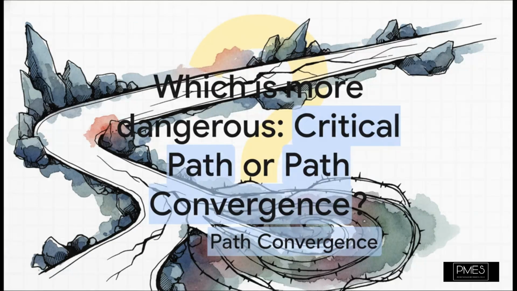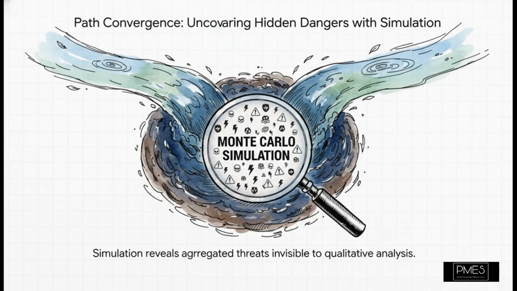And now for that second exam trap. So which one is it? The big, scary, high-probability risk staring you in the face on the critical path, or that sneaky, medium-probability risk hiding out where paths converge? And the answer is, the risk at path convergence is very often the more dangerous one.